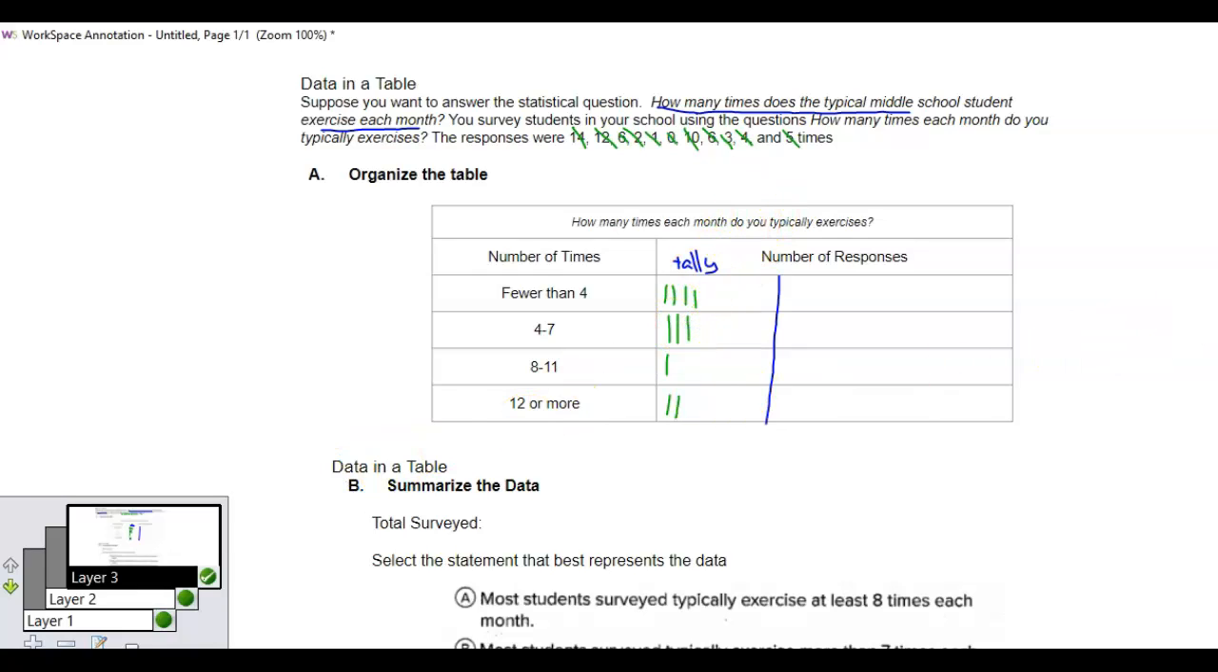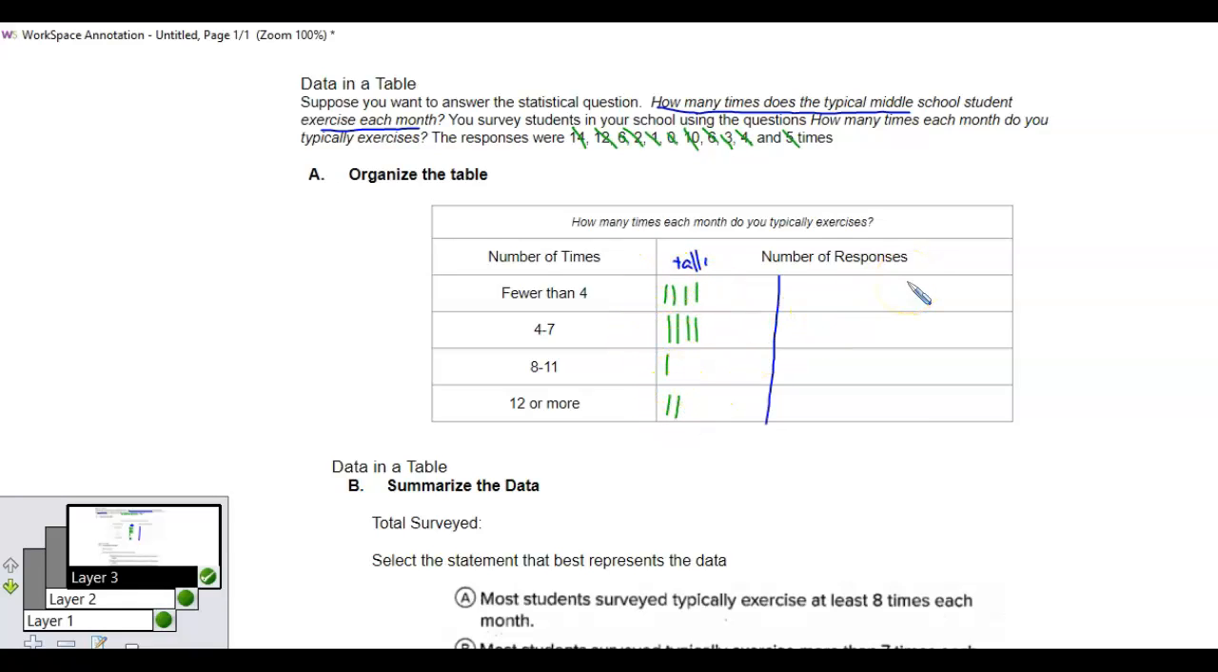Oh no, Miss Muss made a mistake. That 4 has to go into the 4 to 7. Okay, so let me check it over. I was counting and I only have 10 here. So what I think happened is I forgot my 3. Okay, so let's see. I got 1, 2, 3, 4, 5, 6, 7, 8, 9, 10, 11.